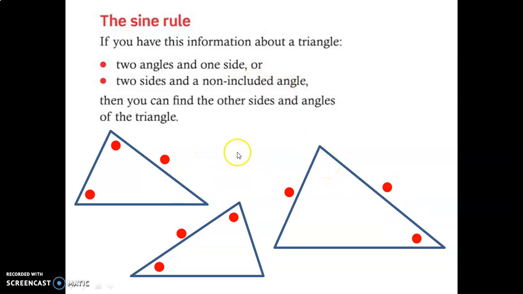But when we talk about triangles, these things have names, and the names will help us remember these. So this one is called an AAS, means a triangle where we know the angle, angle, and then a side. So that's an AAS triangle. So if we're given angle, angle, side, we can use sine rule.